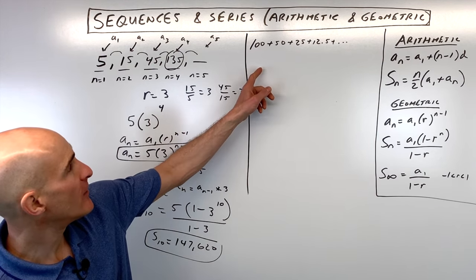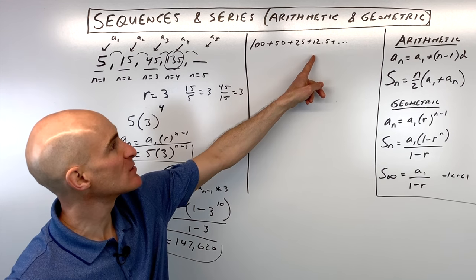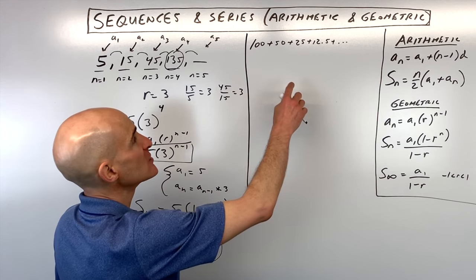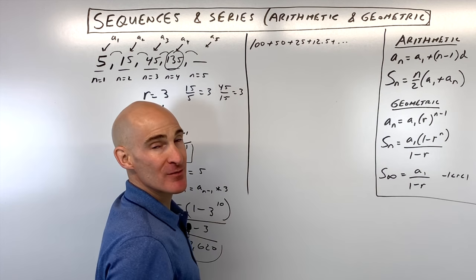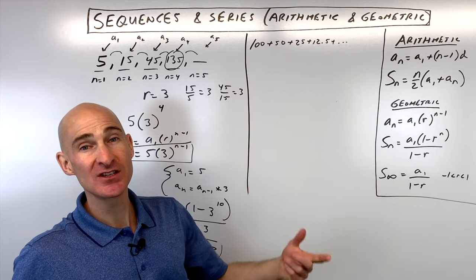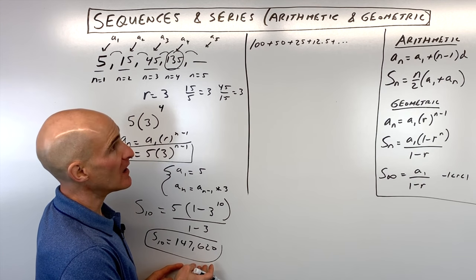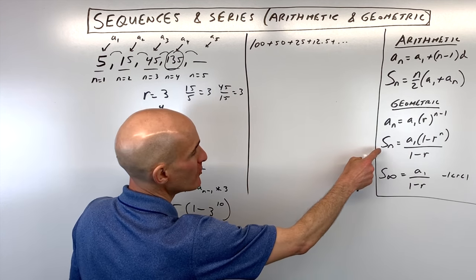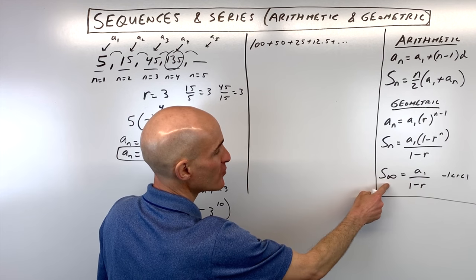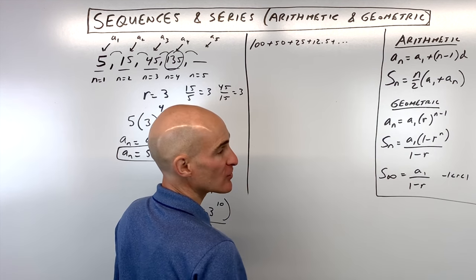Now, another type of geometric series we want to look at are these ones here, where you have an infinite number of terms. See the dot, dot, dot? So it continues on and on and on, as opposed to a finite set of terms. So this is the formula we're going to use for finite. This is the formula we're going to use for infinite geometric series.